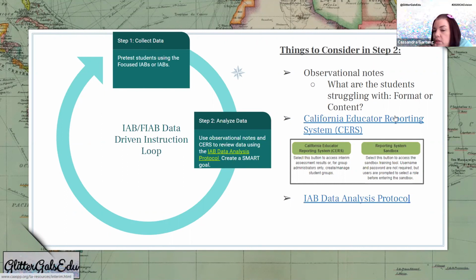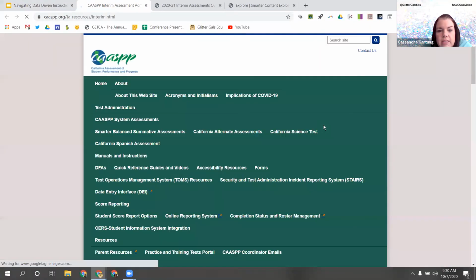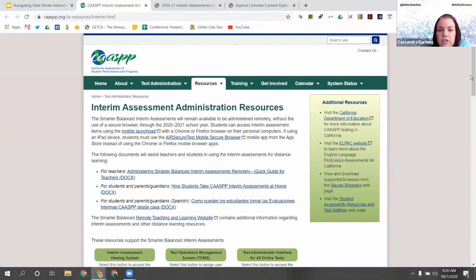So observational notes, super important. Then we take a look at the California Educator Reporting System. So I'm going to click on it right here. It's a live link. It takes us straight to our interim assessment page on the CASP website.